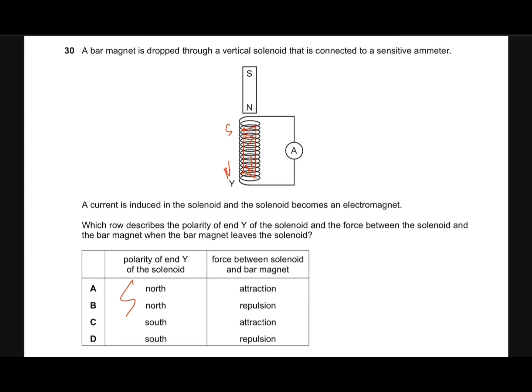Force between solenoid and bar magnet will be attraction. It will not be a repulsion, because if it had to repel, it would have a repulsion at the beginning. It would create a similar kind of pole over here just to repel, so that we mechanically need to push the bar magnet. Other than that we will have attraction. So altogether we will have A as our option.